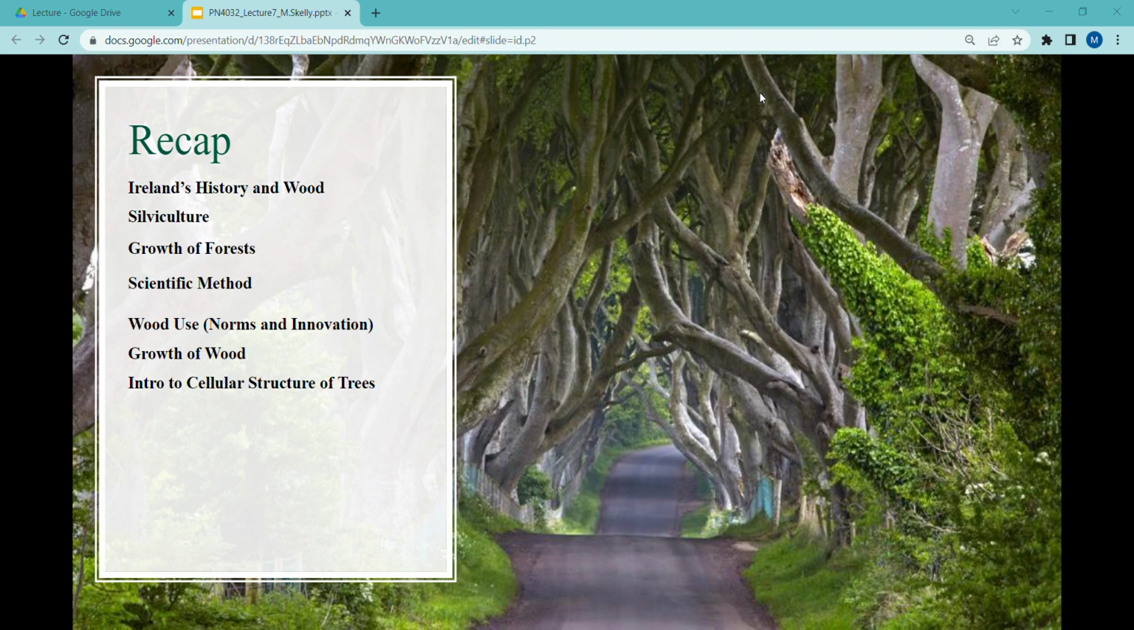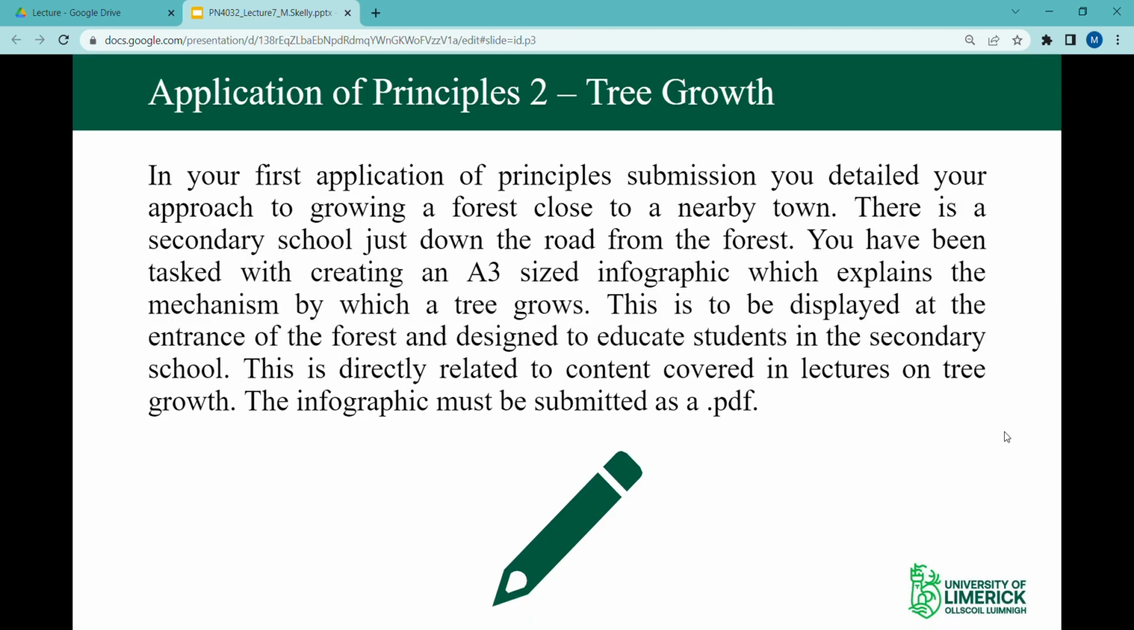We've looked at growth of forestry, and we've talked a little bit about the scientific method and why it's important to you. We're looking at the use of wood, so normal uses and innovative uses. We're starting to look at the growth of wood, and then we've looked a little bit into the cellular structure of the tree. That's something we're going to dive a little bit deeper into today, and hopefully develop an understanding of how that's going to affect us as teachers in the future, and how it affects how we actually design and manufacture different products out of wood. So this is your application principle 2.